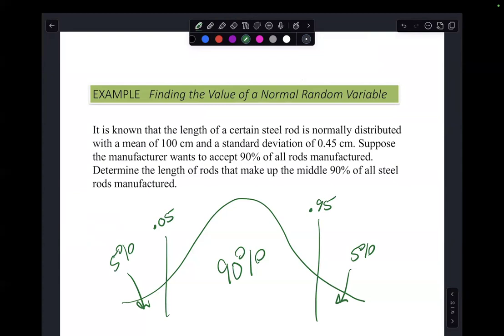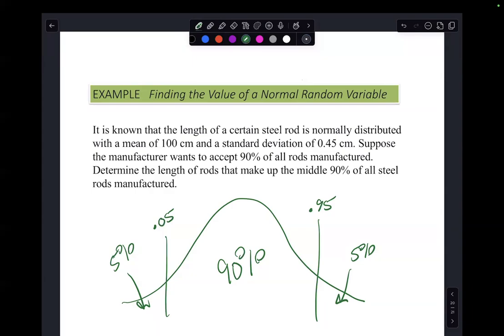Now, if you don't have the special feature that I have at the bottom of your inverse norm screen, then you need to do this twice. You need to do inverse norm twice. If you have that, then you don't necessarily need to do that. But if you don't have that, you're going to need to do inverse norm twice.